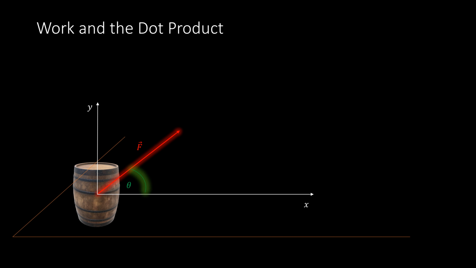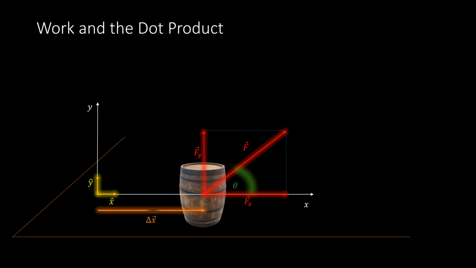It is convenient to decompose a force F into F of x and F of y component vectors. When a constant force undergoes a displacement delta x along the x-axis, only the component of the force along that direction, in our case the F of x component vector, contributes to the work. Logically, we can see that the work is directly proportional to the magnitude of vector F of x and the magnitude of the displacement vector, so we can write work as a product of these two magnitudes.